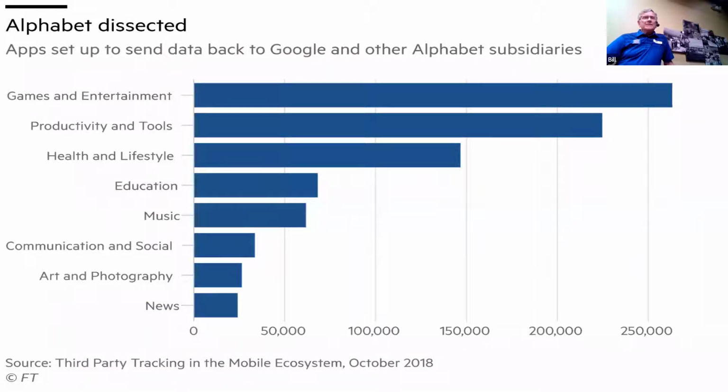Dissected Alphabet. They know the games and entertainment you're doing. They know the productivity tools you're using, health and lifestyle information, education, etc., and the list goes on. If you look at the list of applications Google has, there's probably 50 applications that they can feed the database about you. Didn't say they did yet. Here, this is the list. They own YouTube, by the way.